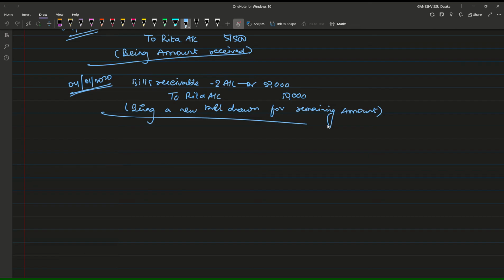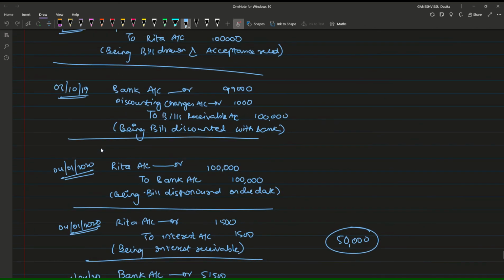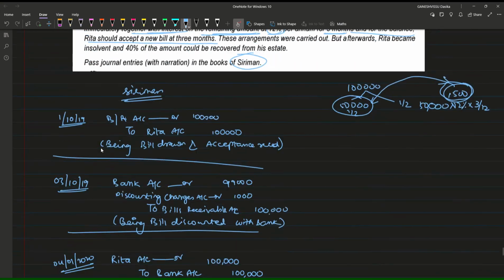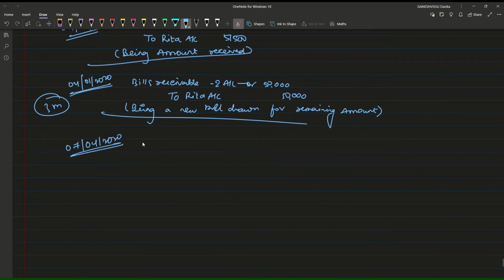This is the bill. For 3 months we are going to draw the bill. So 7th April 2020 would be the maturity date. What happens? She becomes insolvent. Only 40% could be recovered from her estate. That means 10,000 is bad debts. Bank account debtor, bad debts account debtor to Rita account. No, not Rita, to bills receivable.